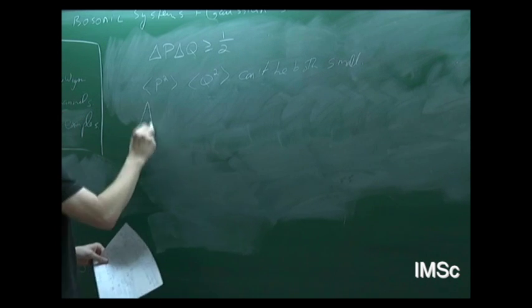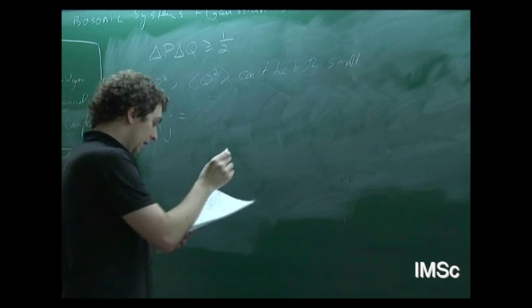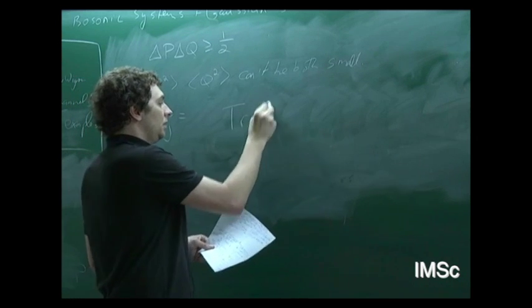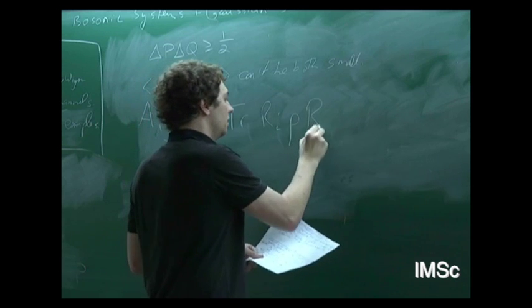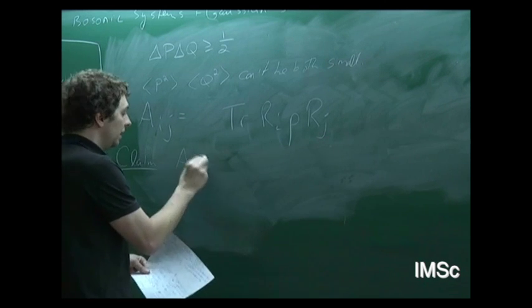Okay, so first I just wanted to show you a matrix. I'll call it Aij. It's just trace of Ri rho Rj. Okay, this is not the symmetrized matrix. And I want to show a little claim. I claim that for any quantum state, this A is positive.